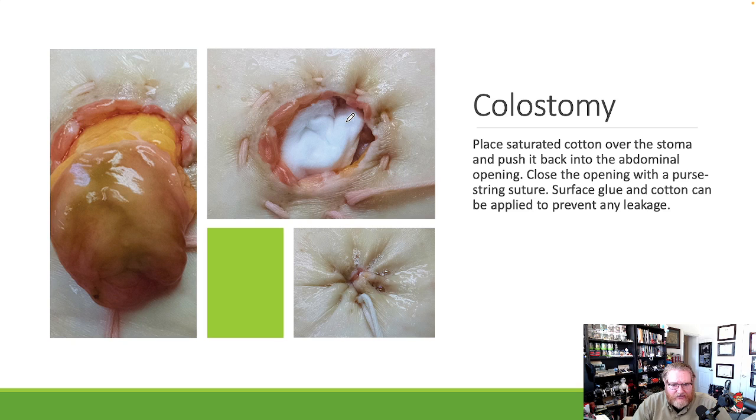Place saturated cotton over the stoma and push it back into the abdominal opening. Close the opening with a purse string suture. Surface glue and cotton can be applied to prevent any leakage. So the moral of the story is get everything back inside the hole, pack the hole, and then tighten it up. And there you see a pretty picture-perfect purse string suture.